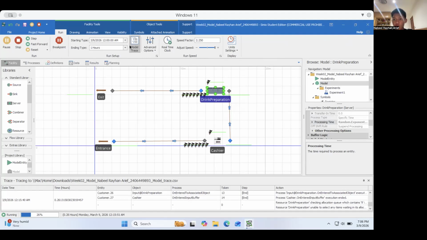We can also see what actually happens in the model by seeing the model trace, and we can see when the customer enters the cashier, when the customer exits the system, and so on. We can also speed up the simulation by adjusting the speed, and we can also use the real-time clock to do the simulation. And if we don't have much time, we can also forward it until the end of the data.